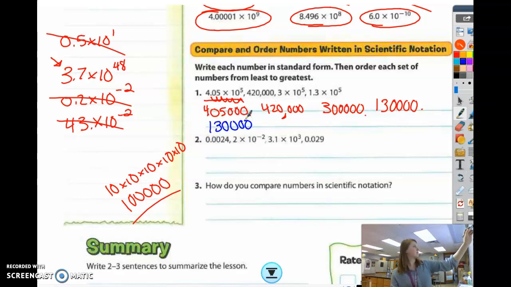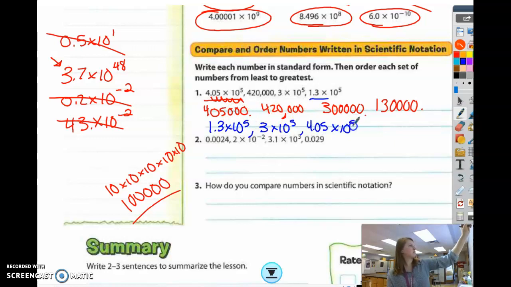The next one would be this guy, 3, 0, 0. Actually, instead of writing these, I'm going to write this, so 1.3 times 10 to the fifth would be first. And then the next smallest was this one, 3 times 10 to the fifth. Next would be, which one of these is smaller? Isn't this one smaller? 4.05 times 10 to the fifth. And the last one would be 420,000.